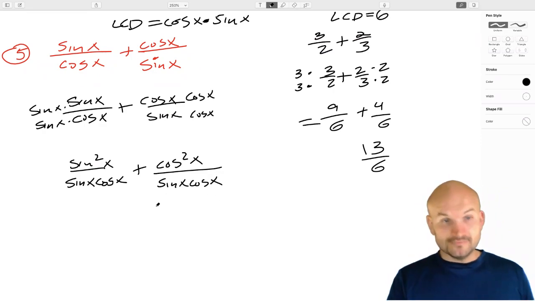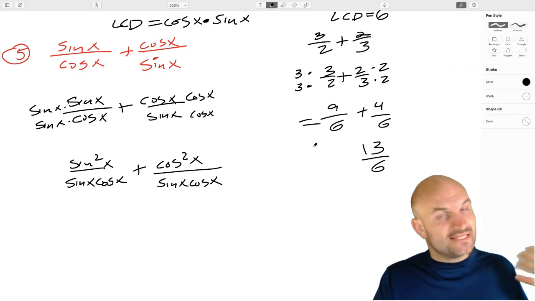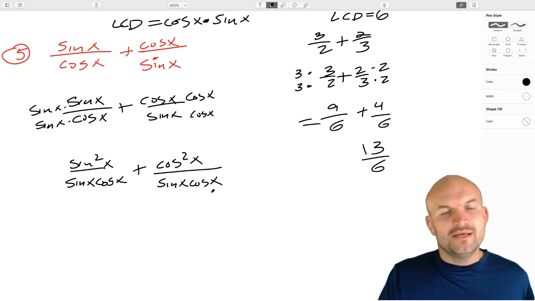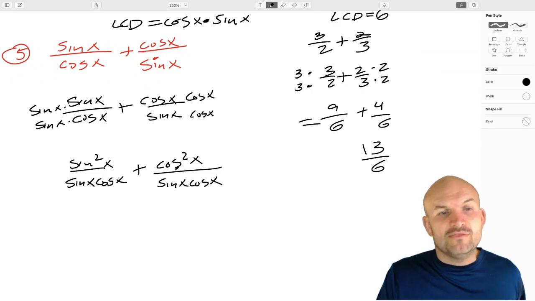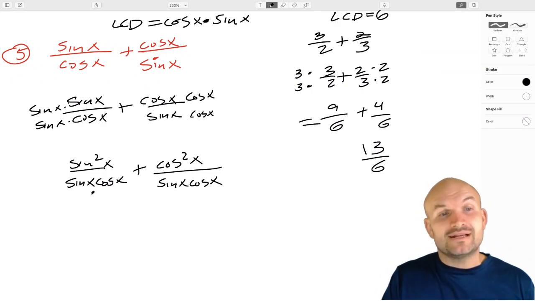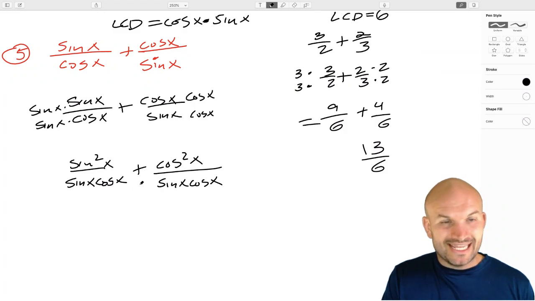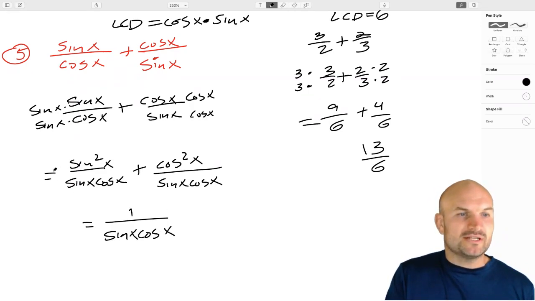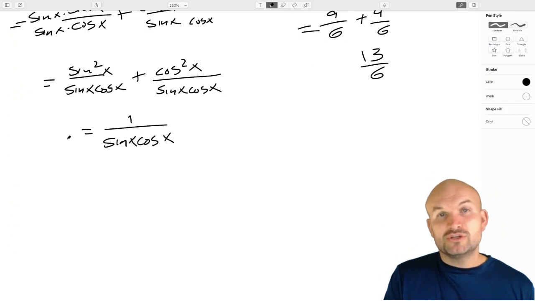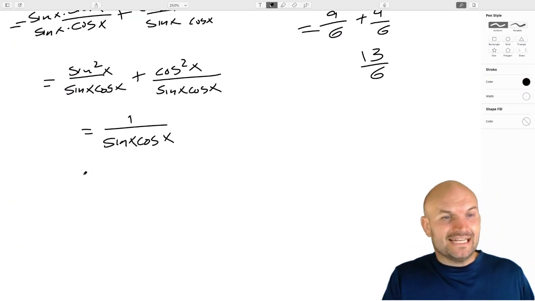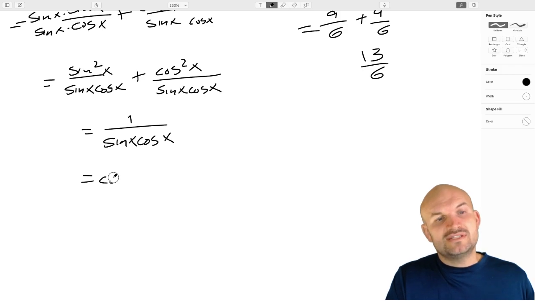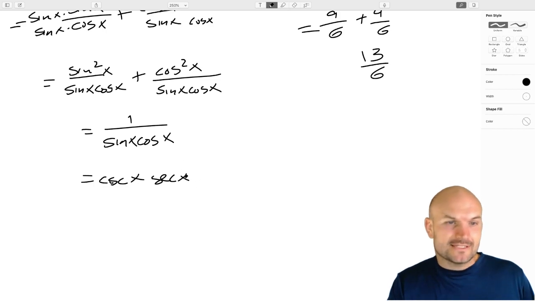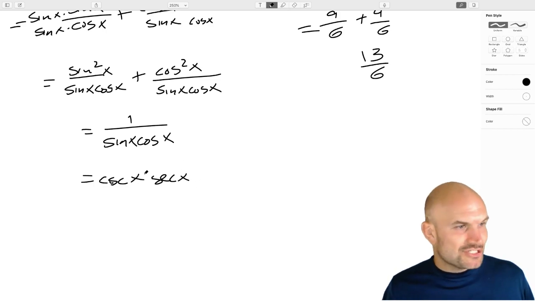So now you can see that my denominators are the same. I know it's not as nice as the 6's, but they are the same. So now we can just combine our numerators. And the one thing we notice about our numerators is that it is a Pythagorean identity: sine squared plus cosine squared is 1. So we have 1 over sine of x cosine of x. And then typically in this problem, we want to write it not as a fraction. So we'll use the reciprocal identities and say 1 over sine of x is cosecant of x, and 1 over cosine of x is secant of x. So there you go, ladies and gentlemen.